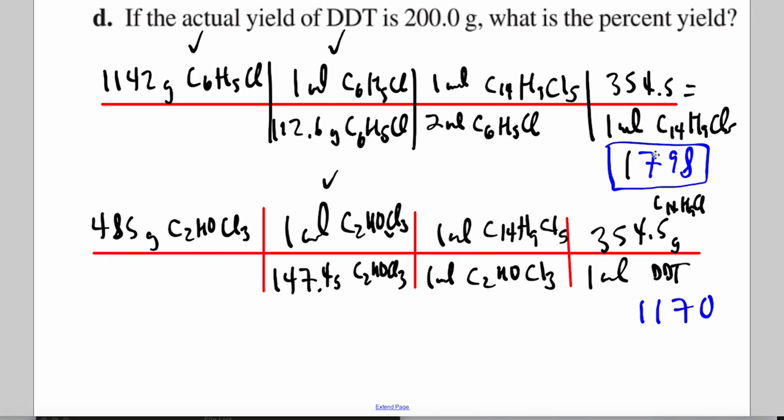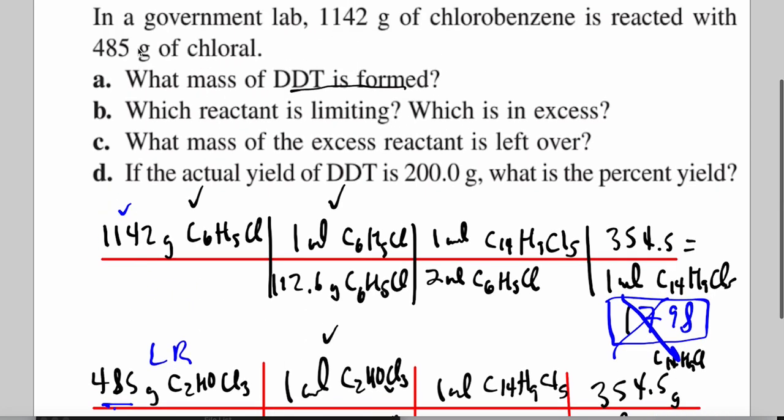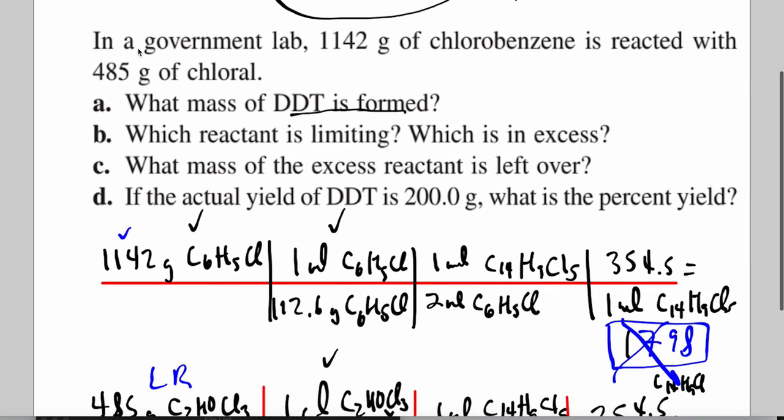DDT for the first grid, which is 1798, because 4 sig figs went in, 4 come out. 3 sig figs go into the grid here. So I get 1166, but I got to round it up. So that's going to be 1170, 3 significant figures. So clearly, we just established that this is our limiting reactant, the chloral. Our excess reactant is going to be the chlorobenzene. So this is my excess reactant. So that's the first thing.